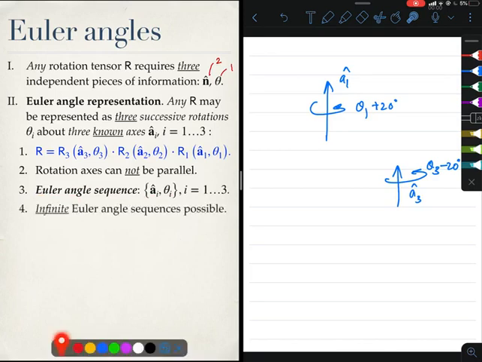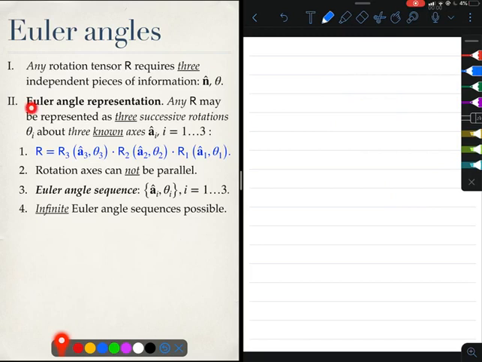Clearly the choice of the axes is up to you, so there are infinite possible Euler angle sequences. Which one should you choose? That depends on experience, that depends on the problem at hand, and as we do more problems it will become obvious which ones to choose.